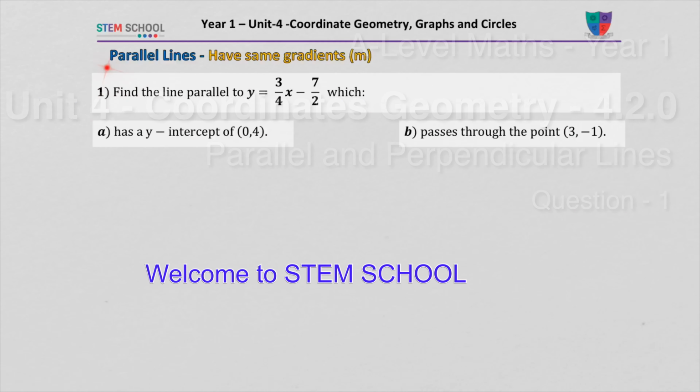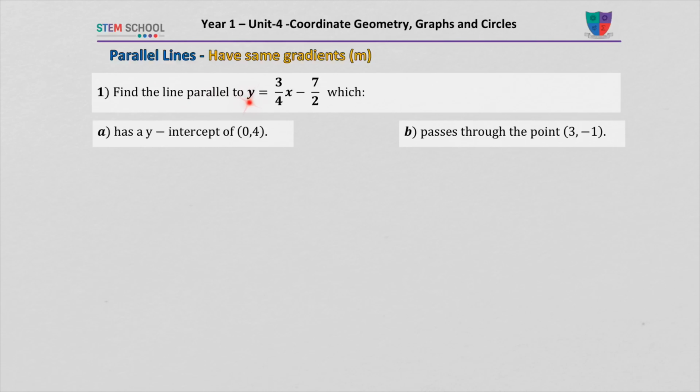Question 1 for parallel lines. Find a line parallel to y equals 3 over 4x minus 7 over 2, which has a y-intercept of x is 0, y is 4. And for part B, it passes through the point (3, -1).